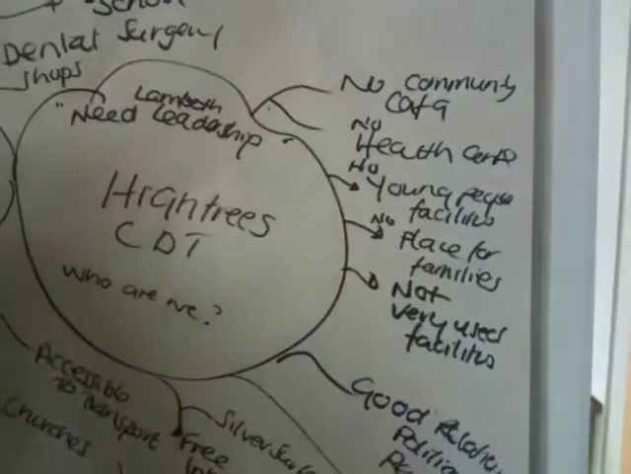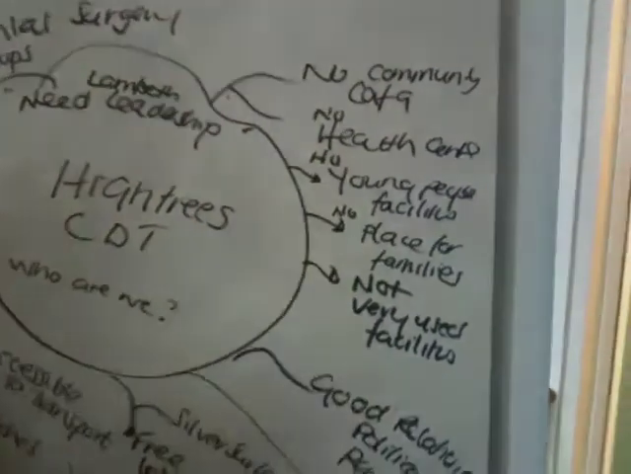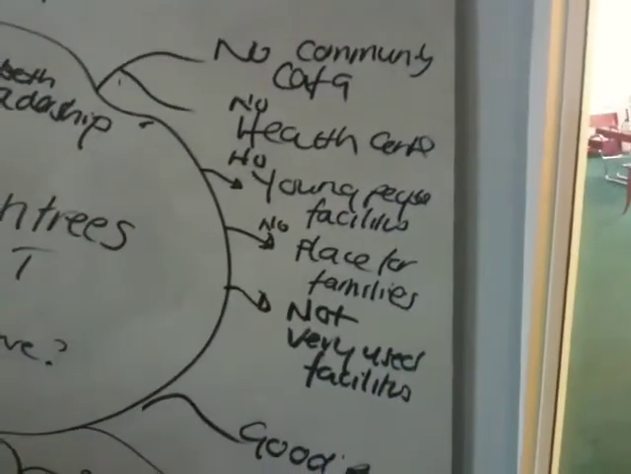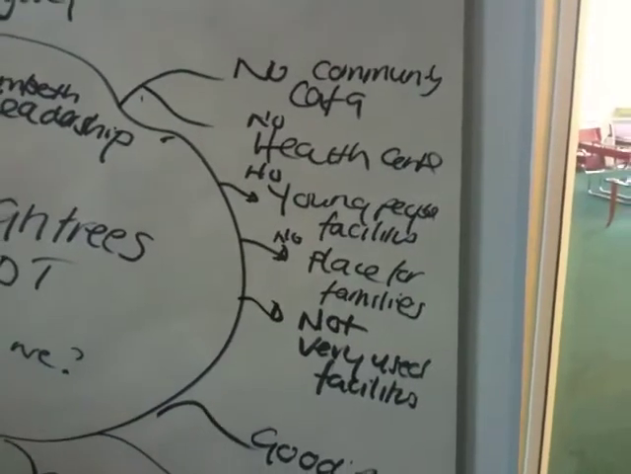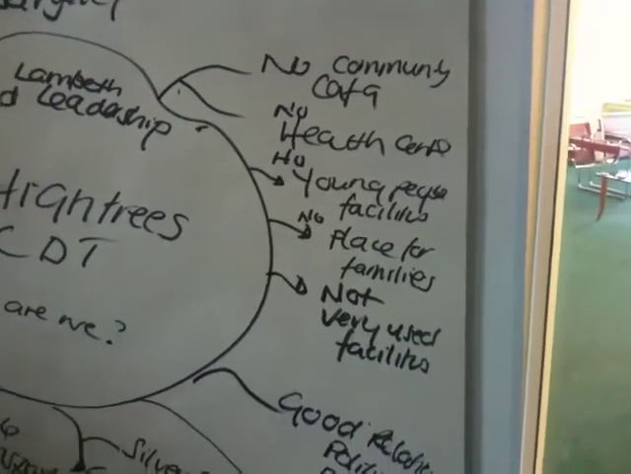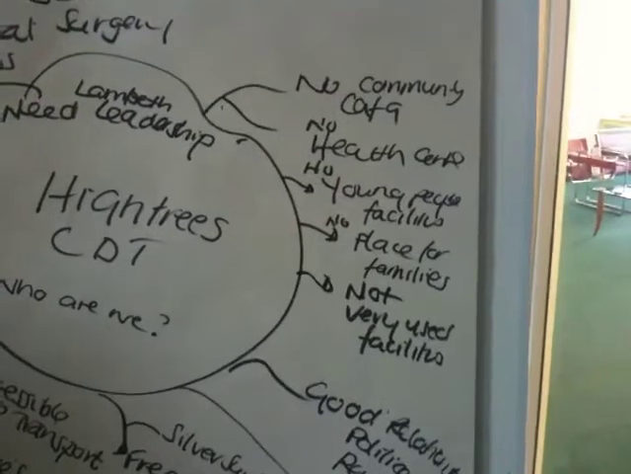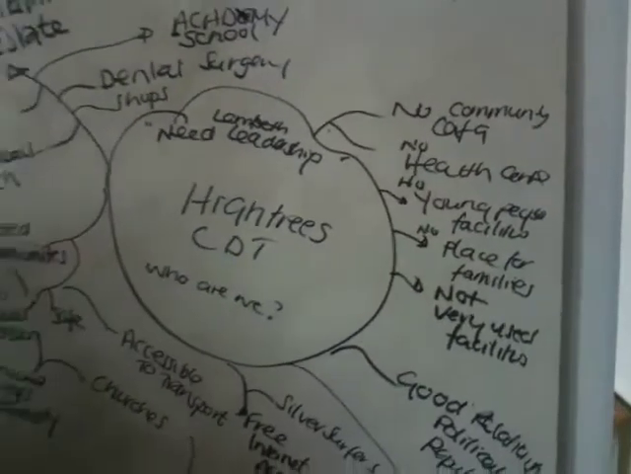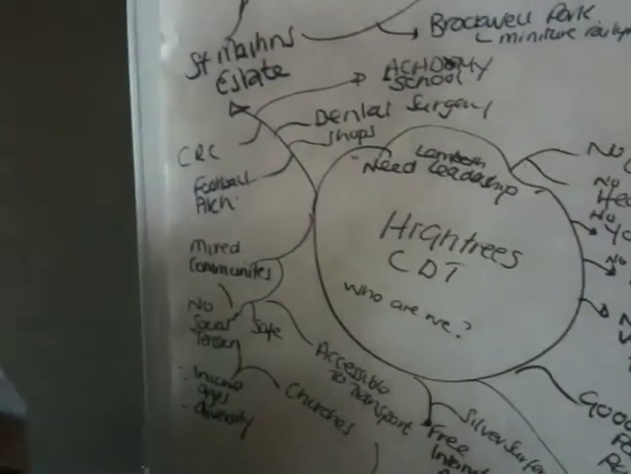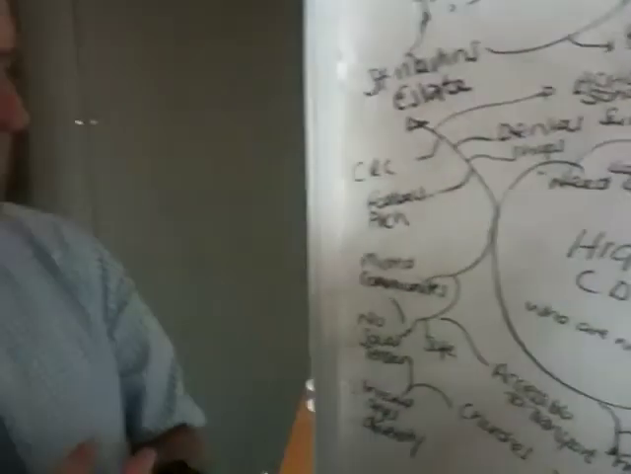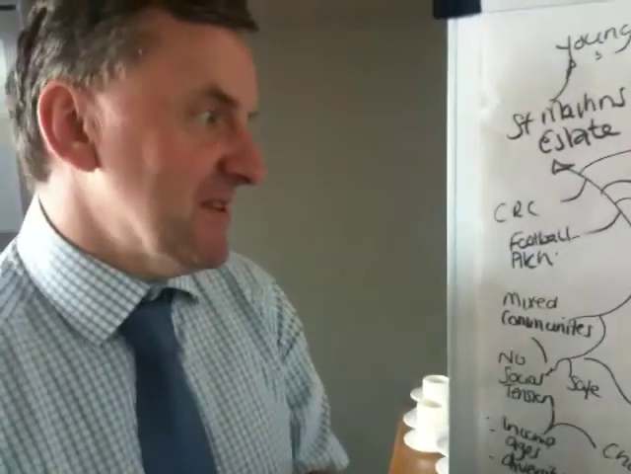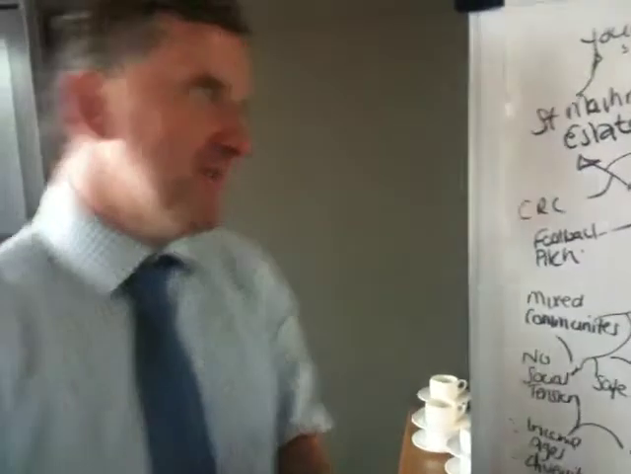But we also had some downsides, and on the right-hand side it was the fact that there's no community cafe, there isn't a proper health centre, there aren't proper facilities for young people or families with young people, and there are facilities that aren't even used very much that exist on the estate, like the community centre.